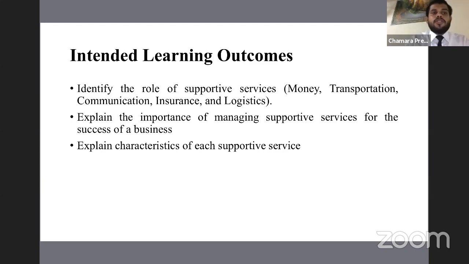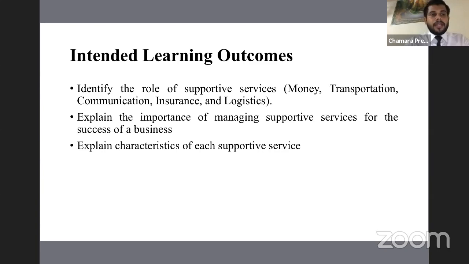So the one thing you need to understand and identify is the role these supportive services play in a business organization. And then we need to understand the importance of managing supportive services. Why we need to manage these supportive services, right? Why we need to take a close look at these services.